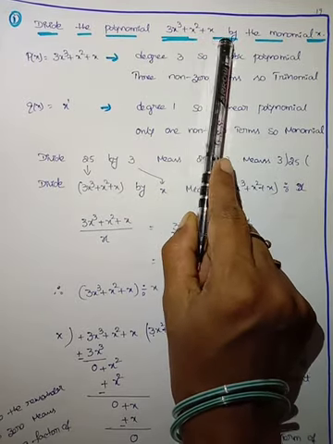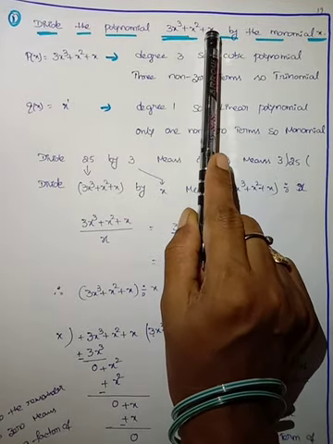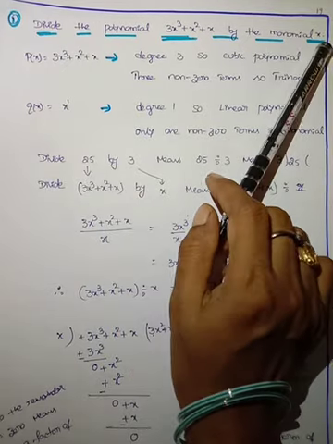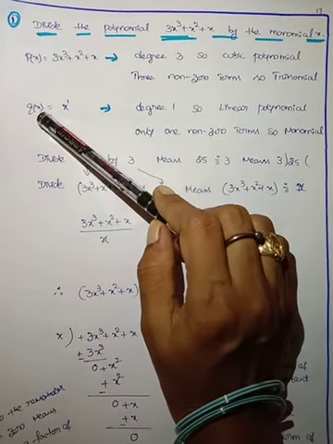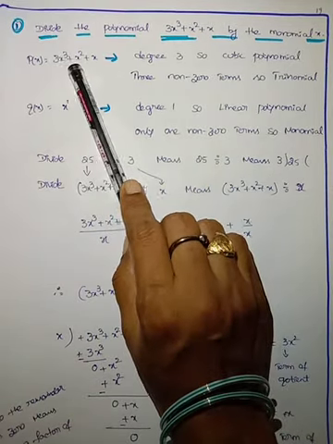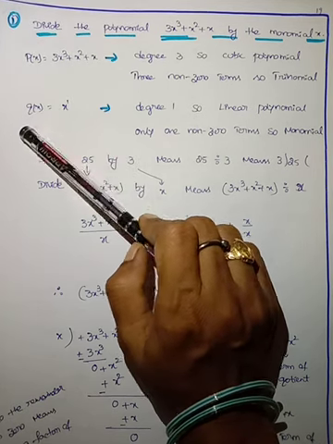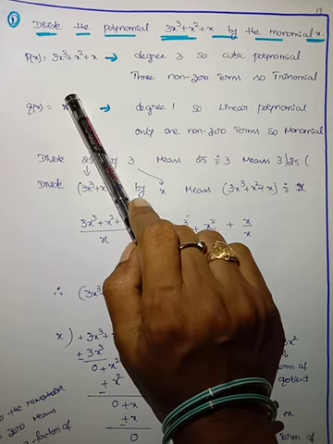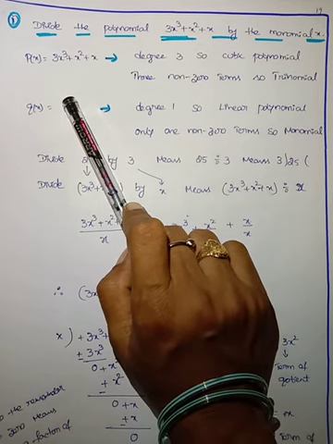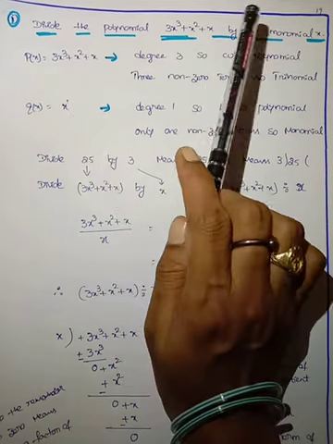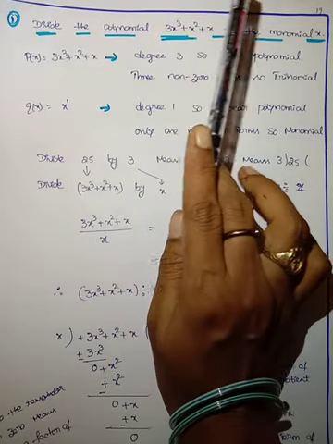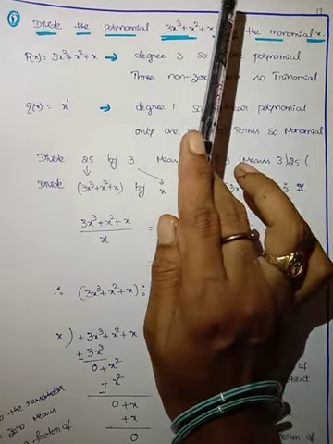Here the polynomial contains the variable x, so I am calling it p of x. Here is also the variable x, so I am calling it q of x. p of x is equal to 3x cube plus x square plus x. Here is one polynomial. q of x is equal to x. Here is another polynomial. Now we have a confusion: do we divide this polynomial by this one, or this one by this one?